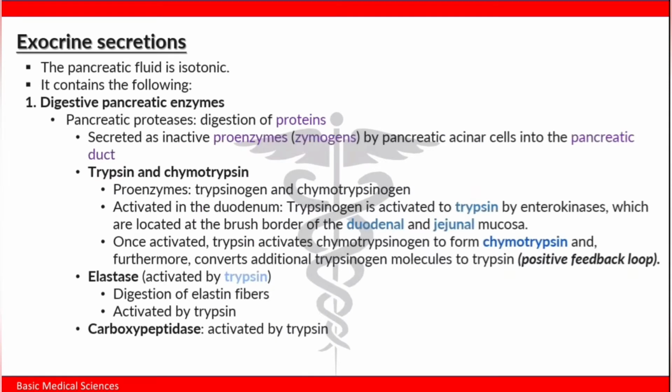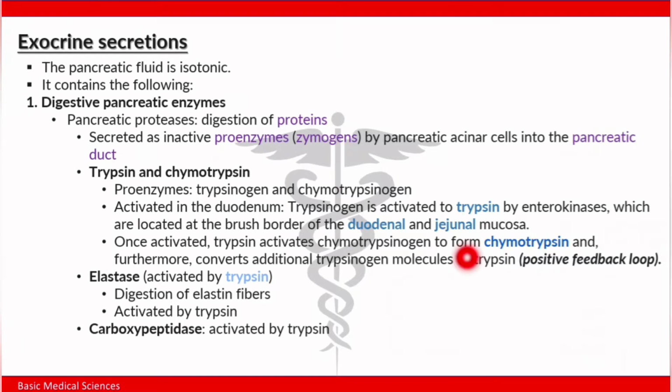Right, so the pancreas secretes a pancreatic fluid or pancreatic juice, which is isotonic. And in this pancreatic juice, you find three important components: digestive pancreatic enzymes, electrolytes, and water. Pancreatic proteases are important for digestion of proteins, and they are secreted as inactive forms called zymogens or proenzymes, and they are secreted by the pancreatic acinar cells into the pancreatic duct. And these pancreatic proteases include trypsin, chymotrypsin, elastase, and carboxypeptidase, right?